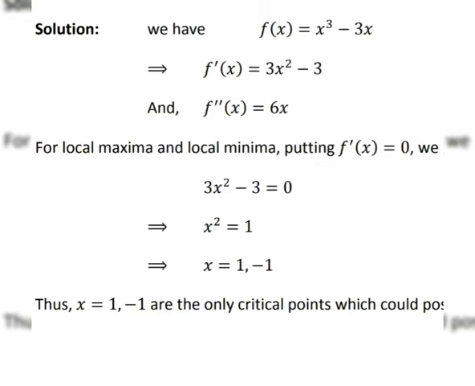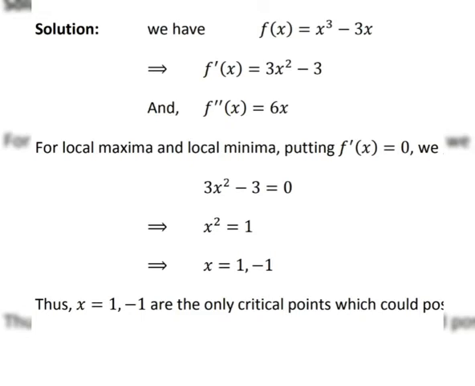Now, since we are going to use the second order derivative test, what we do is, we differentiate again from the first derivative that you have already got, and so f double prime of x will be equal to 6x.